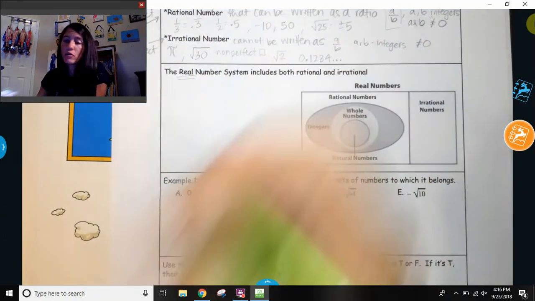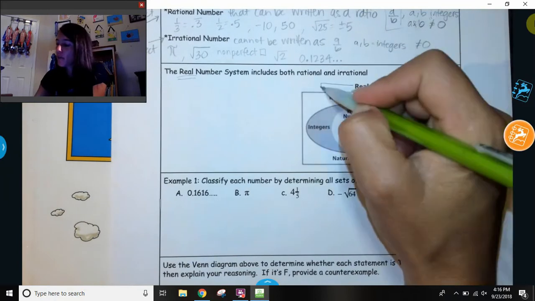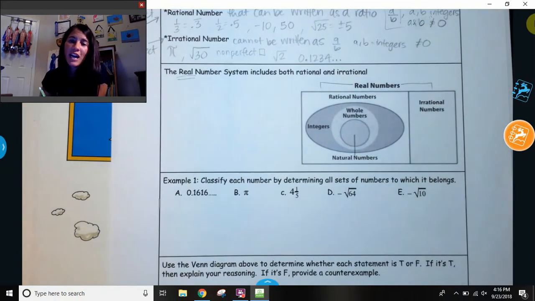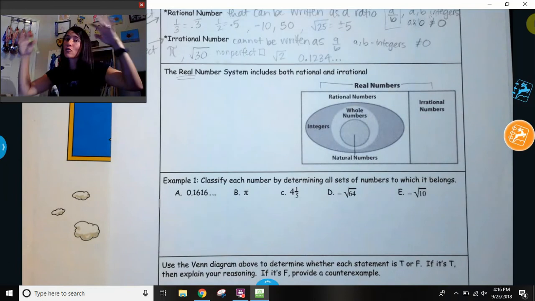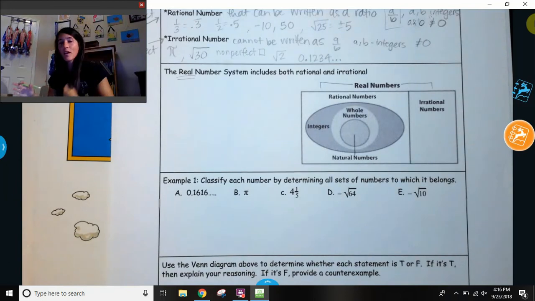When we talk about real numbers, I'm talking about both rational and irrational. Maybe I talked a little bit about what are not real numbers, and technically there is a category called imaginary, and you'll learn about that in Algebra 2. But right now we're just focusing on real numbers, which includes the categories rational and irrational.